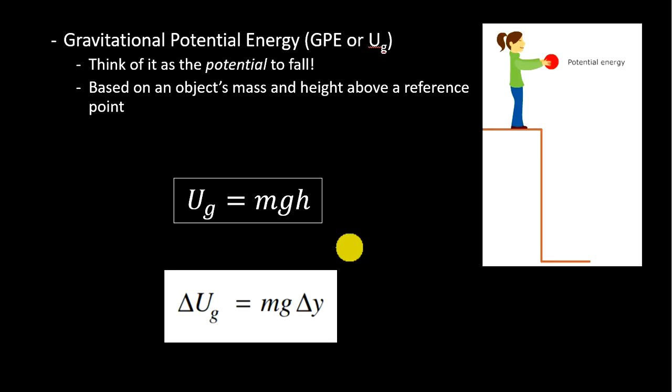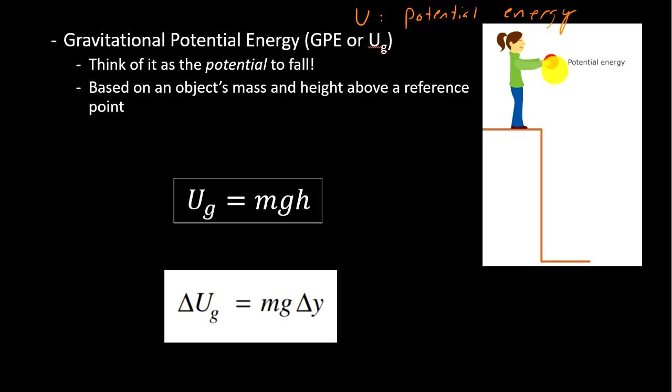So, the basics. Gravitational potential energy, if you abbreviate it, you might see GPE, but it has a mathematical symbol, and that's U with a subscript G. U represents potential energies. There's actually several. We're going to look at another one later on. I don't know why they use the letter U, but they do. G, because it's this specific type, gravitational potential energy. Think of it as the potential to fall.